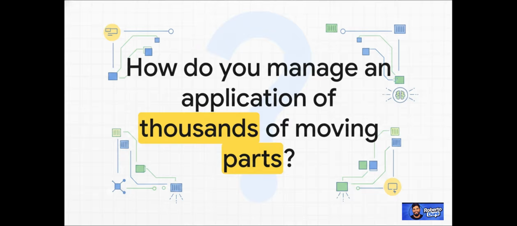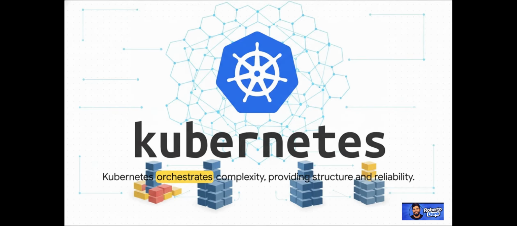So how do you deal with that kind of complexity? And that's where Kubernetes comes in. It's really become the industry's go-to answer for this problem. It's what we call an orchestration system, and its whole job is to take that potential chaos of containers and wrangle it into something structured, reliable, and manageable.